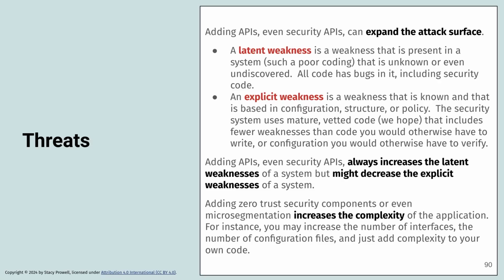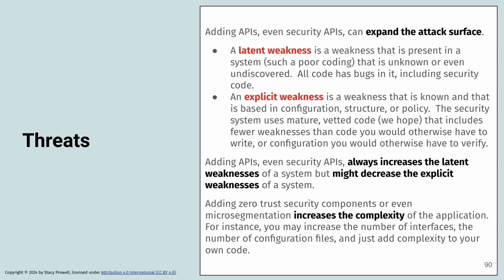Threats, right? Adding APIs, even adding security APIs, expands the attack surface. There are 2 kinds of things that are present in these APIs. There are latent weaknesses. These are weaknesses that are always present because of bad coding, and we don't know they're there. They're bugs that are there. Are there latent weaknesses in, let's pick a random piece of software, Microsoft Excel? Yes.